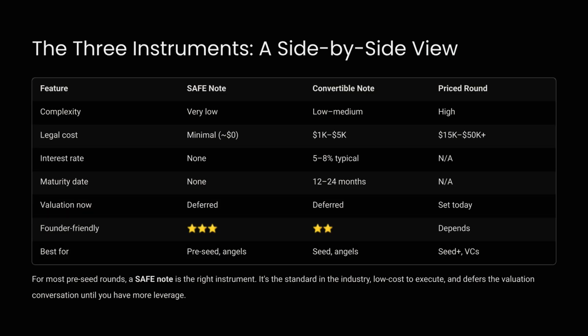Reviewing the 3 instruments. The safe note is best for pre-seed and angels due to its low complexity and minimal legal cost, deferring valuation until you have leverage. Convertible notes and priced rounds are typically reserved for later, more established stages.